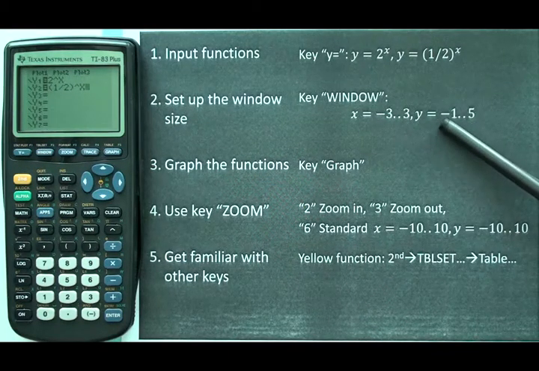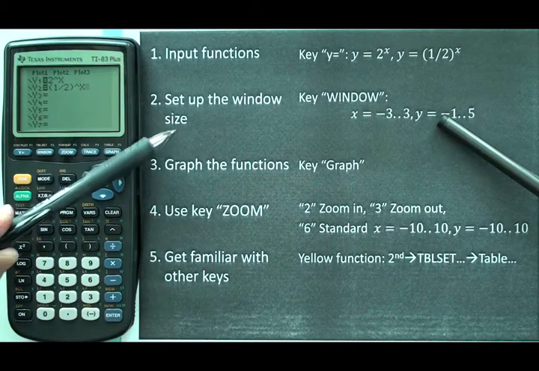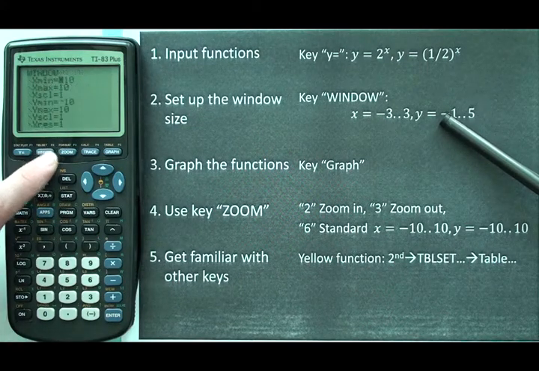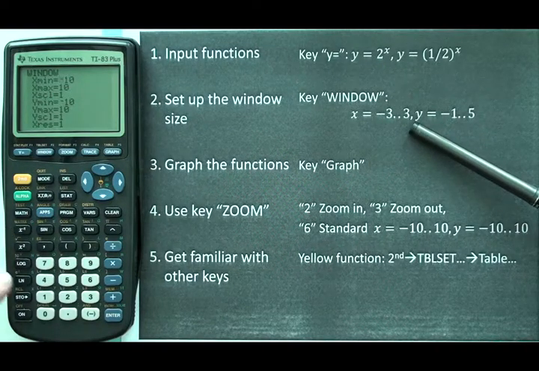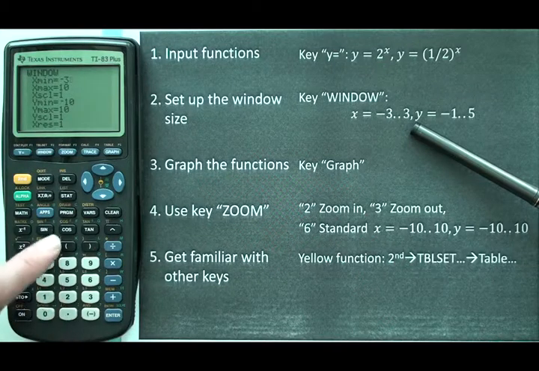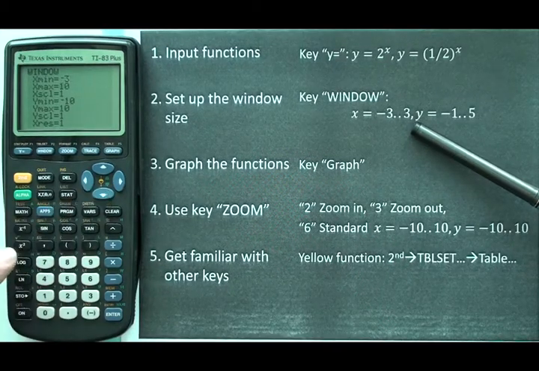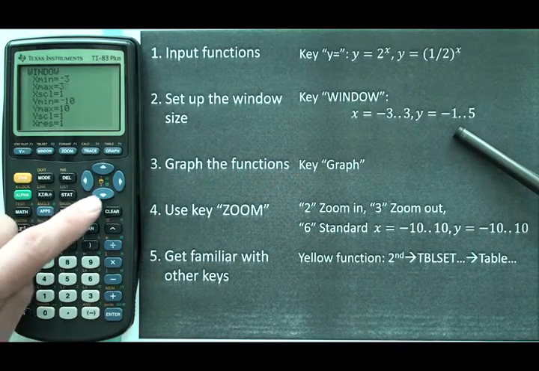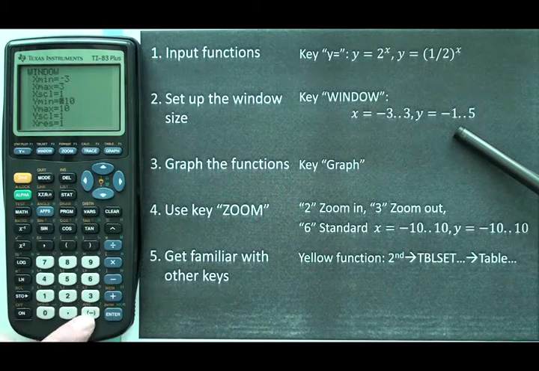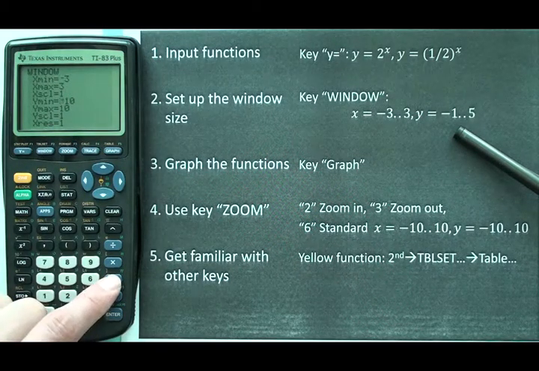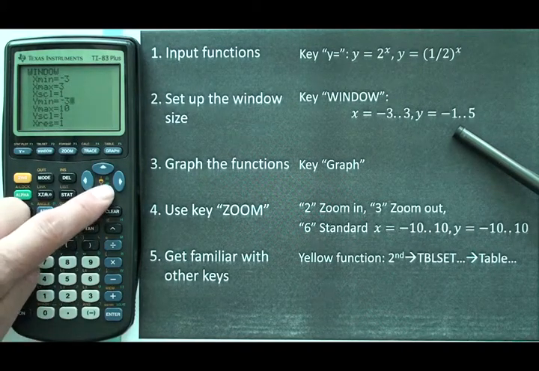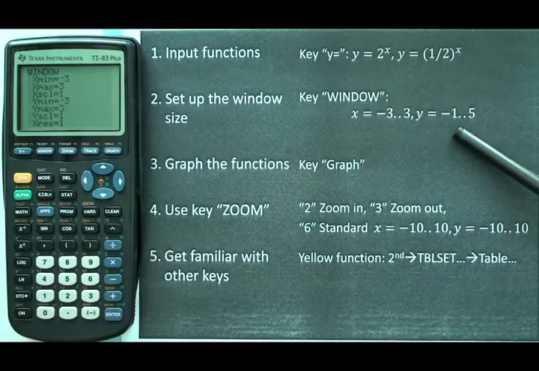Now, step 2 is to set up the window size. So you click on window, and then you want to set up -3 minimum, and then move the cursor down to +3. That's the range of x. And then for y, move the cursor down, negative, make sure it's this one, not this one. So negative, and then 3, move the cursor down, another 3 for y maximum.